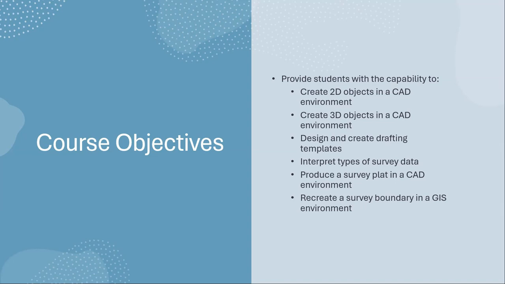So what are the objectives of this course? By the end of this course, I'm going to want you to be able to create two-dimensional and three-dimensional objects in CAD environments. I'm going to want you to be able to design, create, and read different types of drafting templates. I'm going to need you to interpret types of survey data, both data once it's been loaded, and also the raw data that's collected in the field itself. Then, of course, the culmination of this course, I'm going to need you to be able to produce survey plats in CAD environments. And then hopefully we'll have time at the end of this course to go over recreating survey boundaries within a GIS environment for some of you who may not be considering the land surveying route.